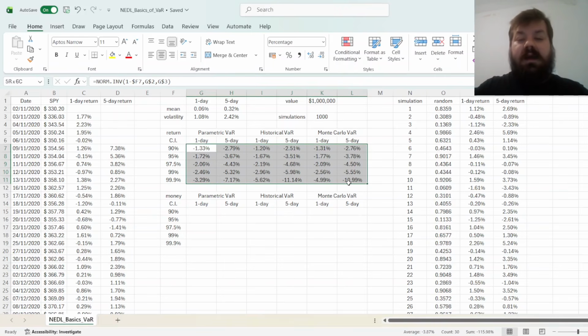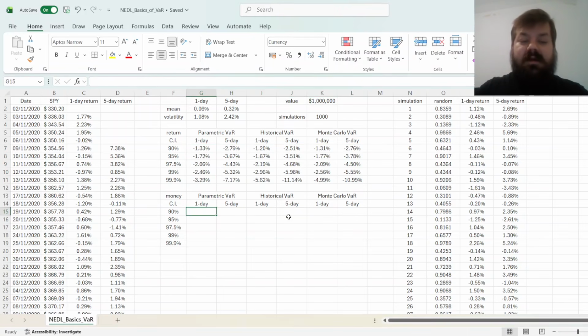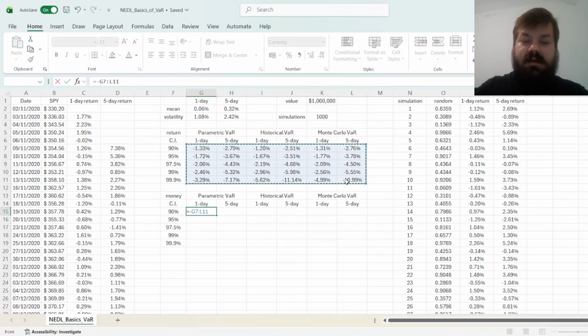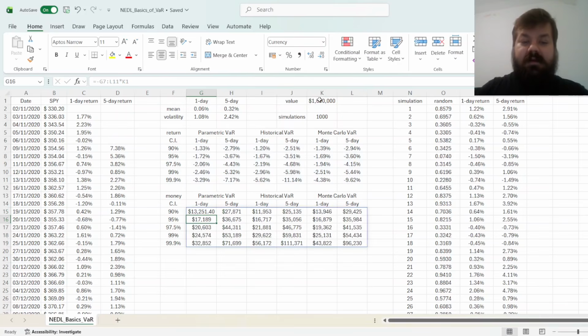And now, having calculated the return form VaR, we can also calculate money VaR by essentially referring to minus our returns times the portfolio value. That would give us a representation of money loss that would not be exceeded in the relevant proportion of cases. Let's now compare all three methods.